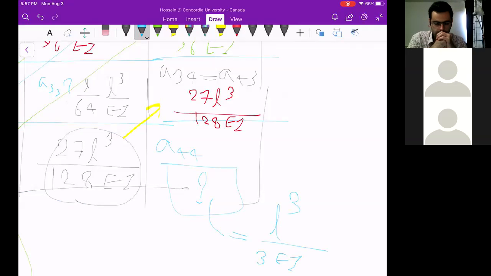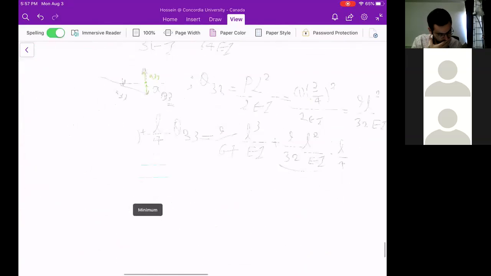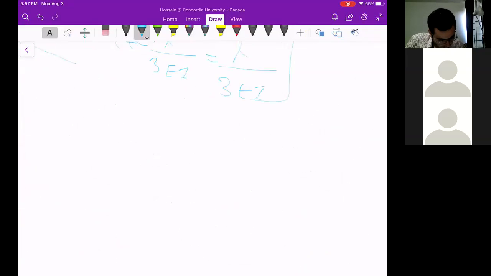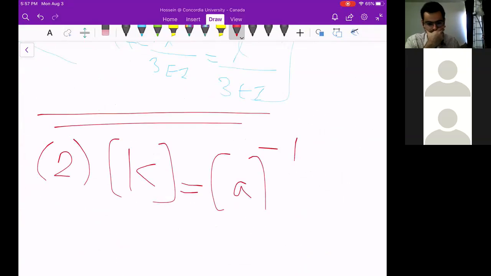So that means we found the influence matrix now. Exactly, we are done with A. Okay, sorry, the second part, the stiffness. The stiffness is going to be A inverse.